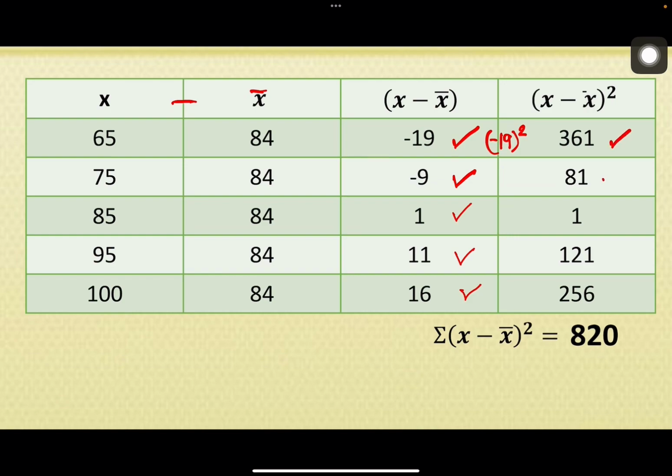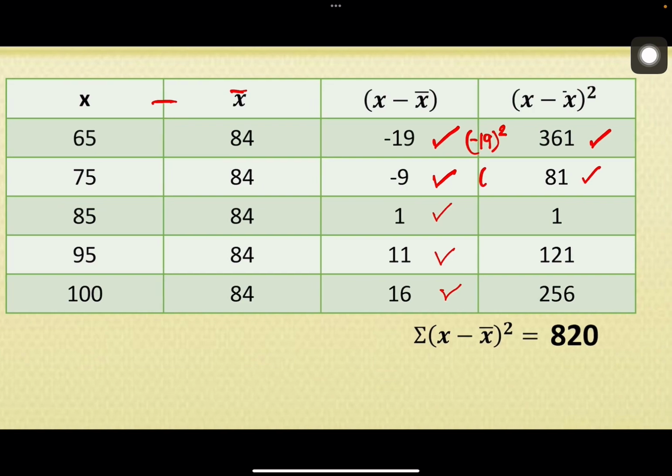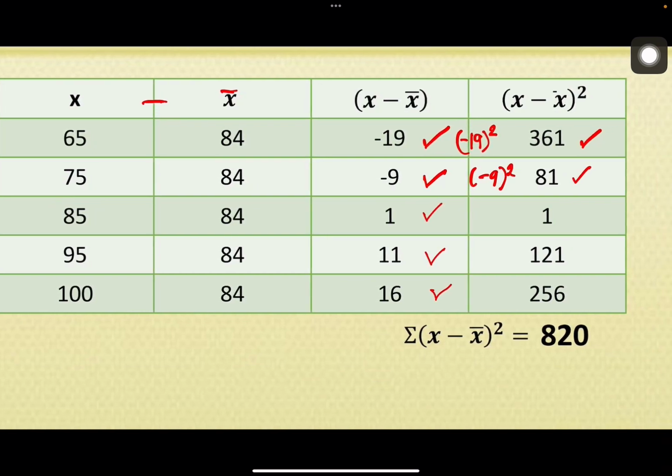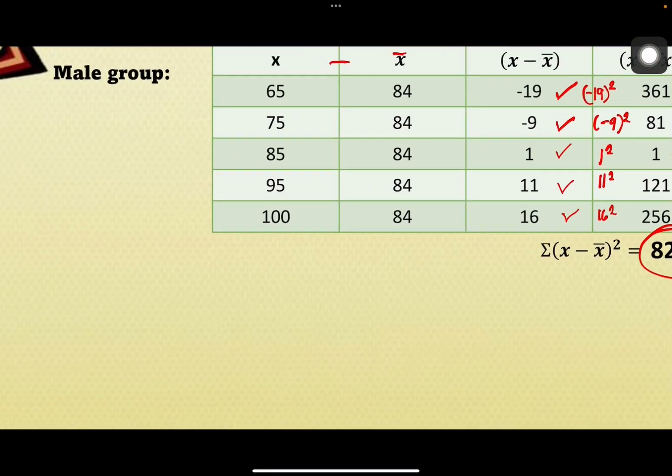Negative 9 times negative 9 is 81 or negative 9 squared. 1 times 1 is 1. 11 times 11 is 121. And 256 naman sa 16 raised to 2. So, ayan. Next, we are going to get the sum of this. And the sum of this is 820. Yan yung isa-substitute natin sa summation of x minus the mean squared.